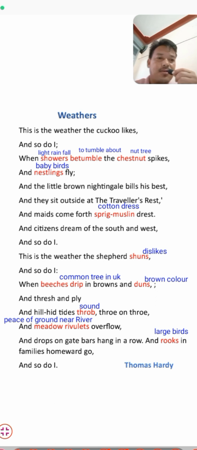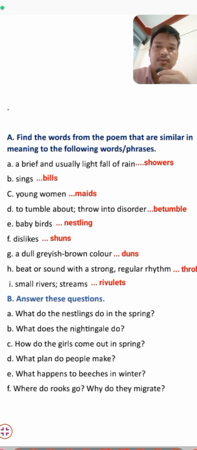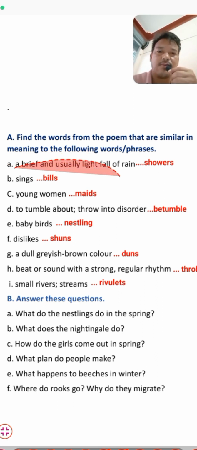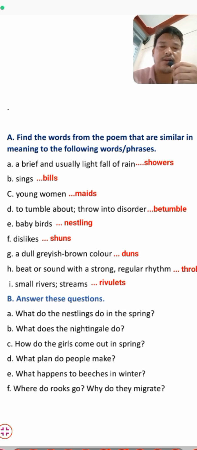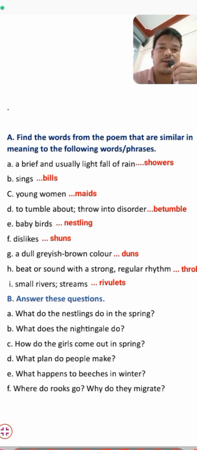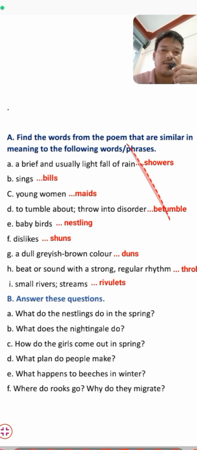Now we will discuss its exercises, and let's start the exercise. In exercise A, students, find the words from the poem that are similar in meaning to the following words and phrases. Here we have the meanings of the words, and we have to find the words for these meanings, which I have found from the text. These are the words, and I have filled in the blanks. You can write from here, students.